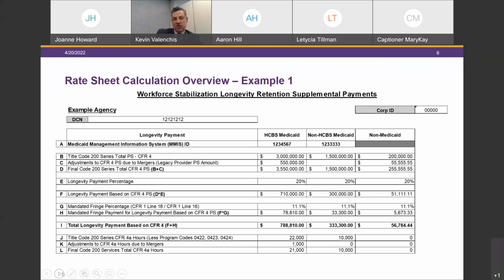So then you multiply the PS value with a bonus by the mandated fringe percentage. In this case, it was 11.1%, and you can see the corresponding products. It was another $78,810 for the waiver services, $33,300 for the state plan services, and $5,673.33 for the non-Medicaid services. Row I simply totals the 20% of the reported PS plus the fringe benefit value. So in this case, you can see here for the longevity payment, the direct employee payment for the CFR4 folks would be these respective amounts.